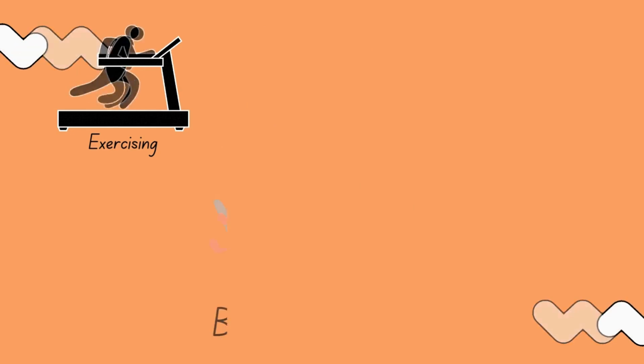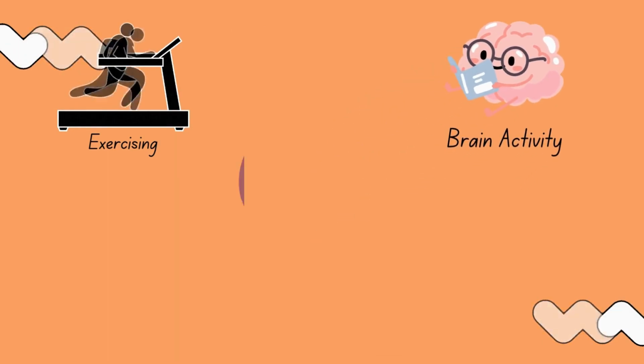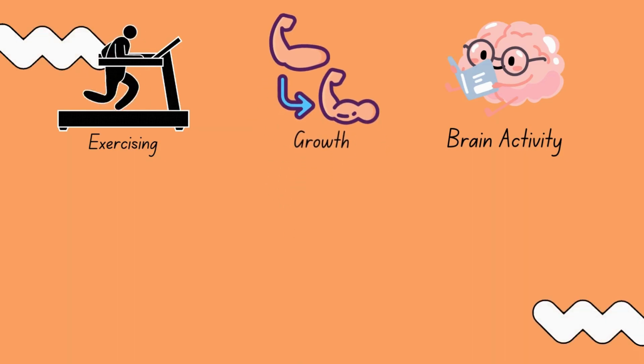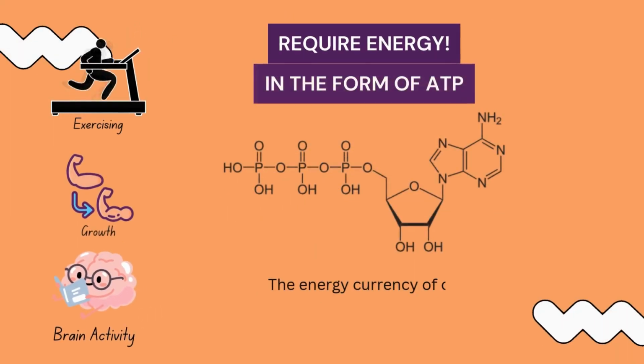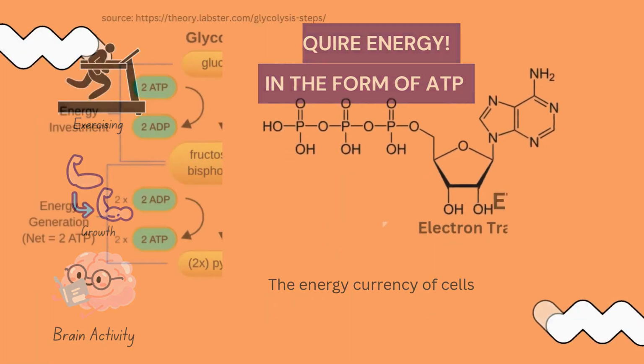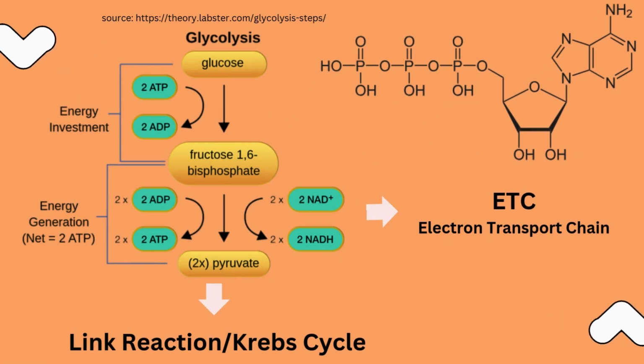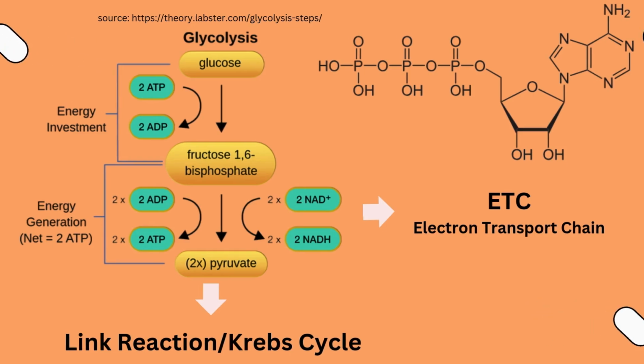Exercising, brain activity, muscle growth. All these activities require energy. The energy is in the form of ATP, which is the energy currency of cells. ATP is used to break down glucose into pyruvate, which is then sent to other reactions like the ETC and the Krebs reaction to make more ATP for energy usage.